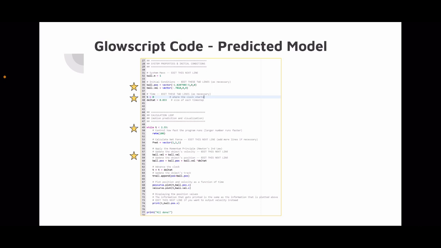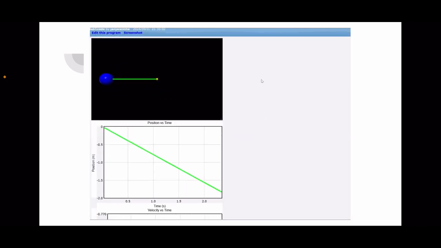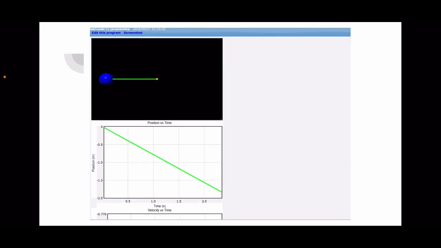For delta t, I changed it to 0.033, as it was 30 frames per second for tracking the position. And for the while loop, I changed it to 2.33 seconds, as that is how long the clip was. And for updating the object's velocity, I made final velocity equal initial velocity, and to update the object's position, final position equals initial position plus velocity times delta t. And here's a video of me running my code, and we can observe the position versus time graph, as well as the points at the bottom.